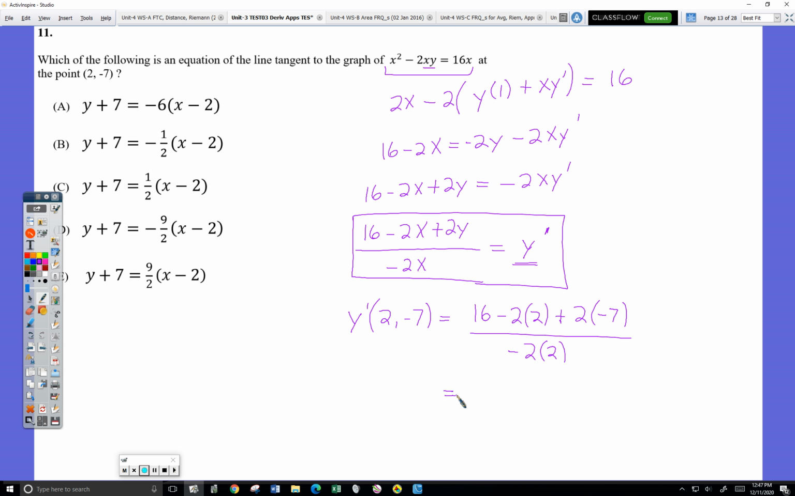So let's see. 16 minus 14 would be 2. 2 minus 4 is negative 2. All over negative 4. Is it just 4, not negative 4? No, it would be negative 4 because then it makes it positive. So positive 1/2 is the slope. Yes. Did I do it right?